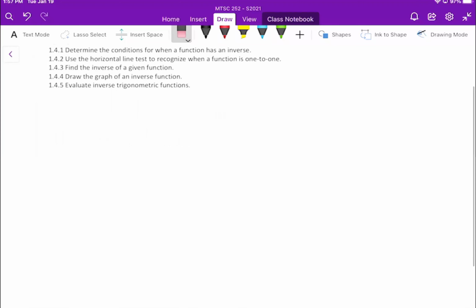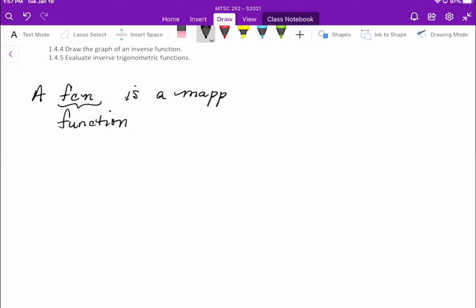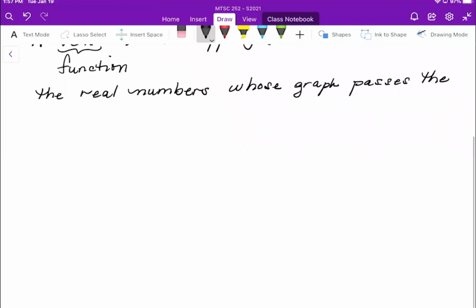So first off, we already know that a function, and I used the abbreviation FCN for function, is a mapping from the real numbers to the real numbers whose graph passes the vertical line test.